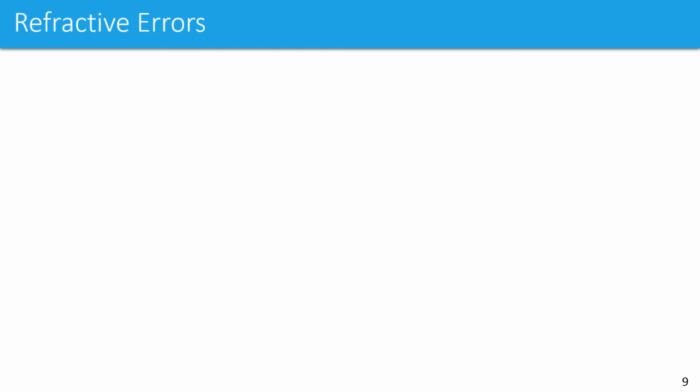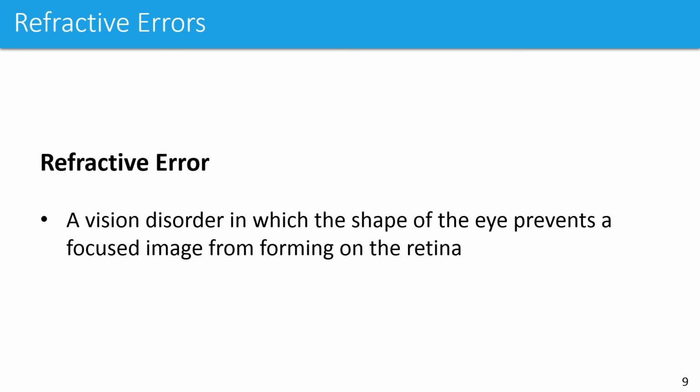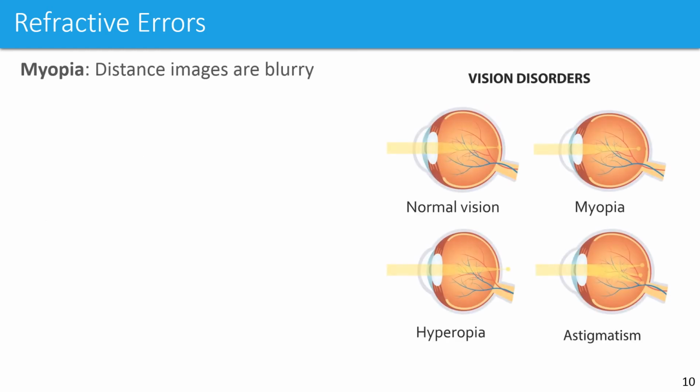Finally, we'll talk about refractive errors, a vision disorder in which the shape of the eye prevents a focused image from forming on the retina. In children, common refractive errors include myopia, also known as nearsightedness, in which distance images are blurry and close-up images can be seen clearly.